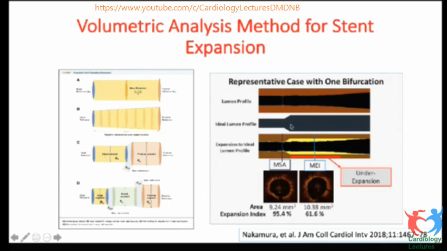It is available in the latest OCT systems. This takes a lumen profile. And also based on your reference and the branch origin and size, it gives an ideal lumen profile, and compares these two and gives the frame by frame stent expansion parameter. And what you measure is the minimum expansion index, that is the smallest expansion that is observed in this segment. So this is how ideally you measure, and that is available in the current version of the OCT systems.